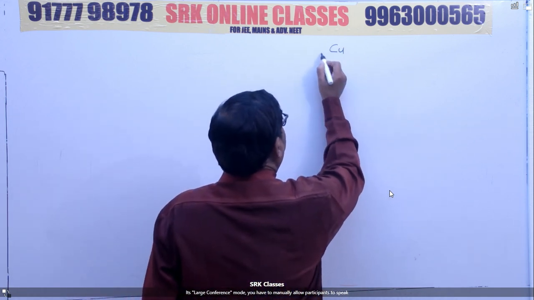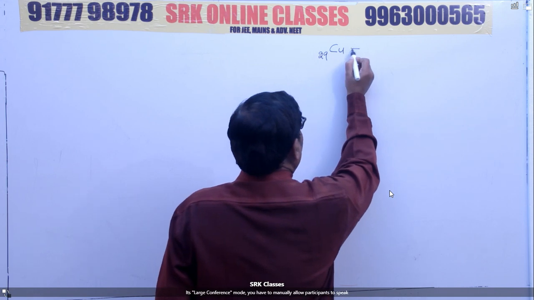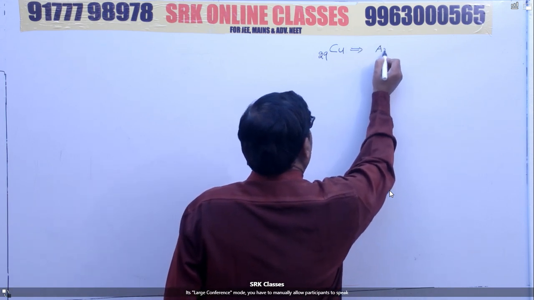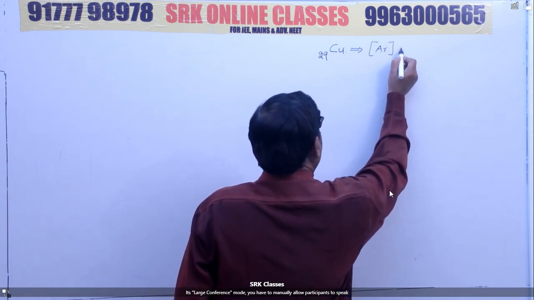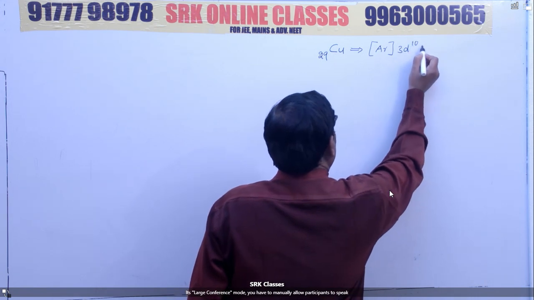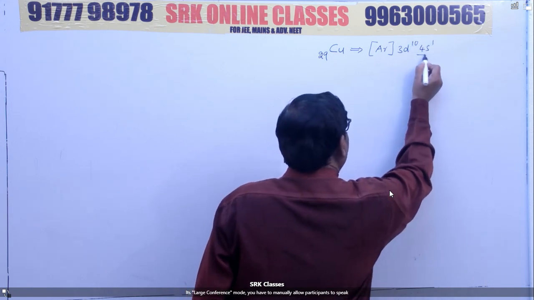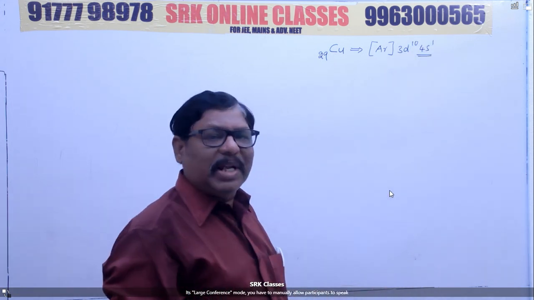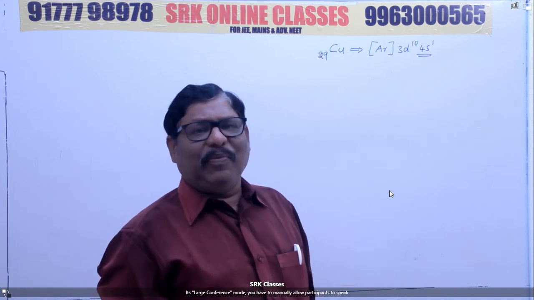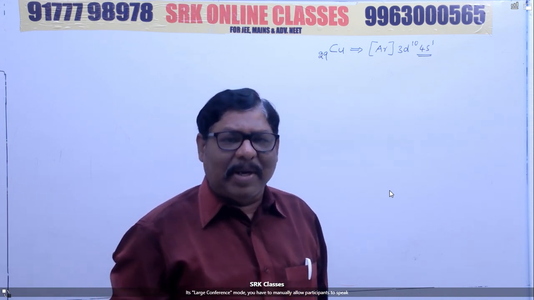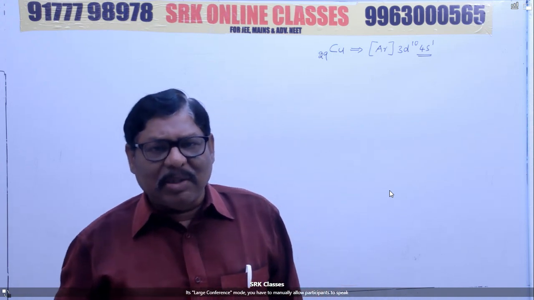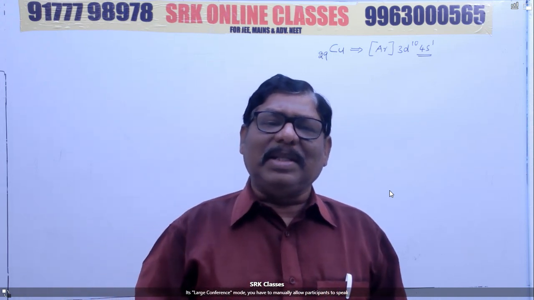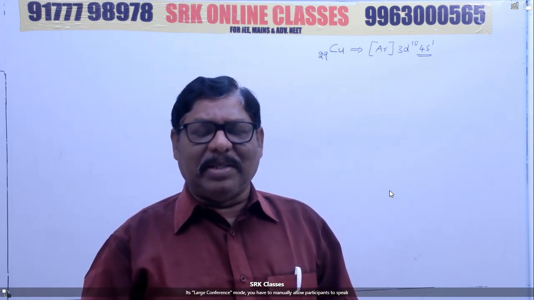The atomic number of copper is 29. The electronic configuration is argon 3d10 4s1. In this one, only the outermost shell is incomplete. Therefore, it cannot be called a transition element. But we know that the copper group is called typical transition elements.